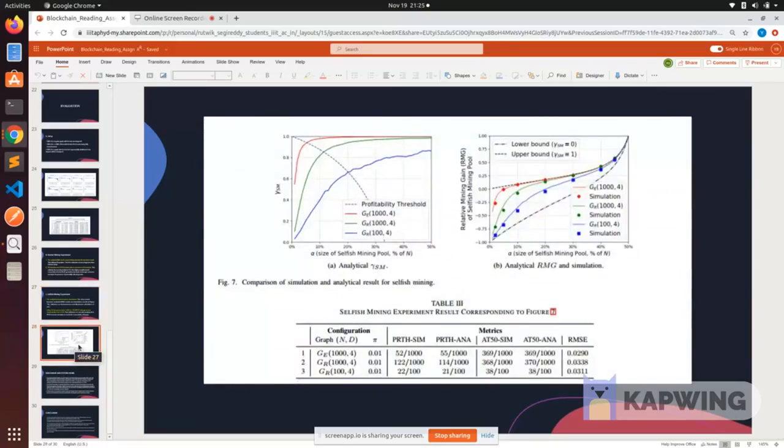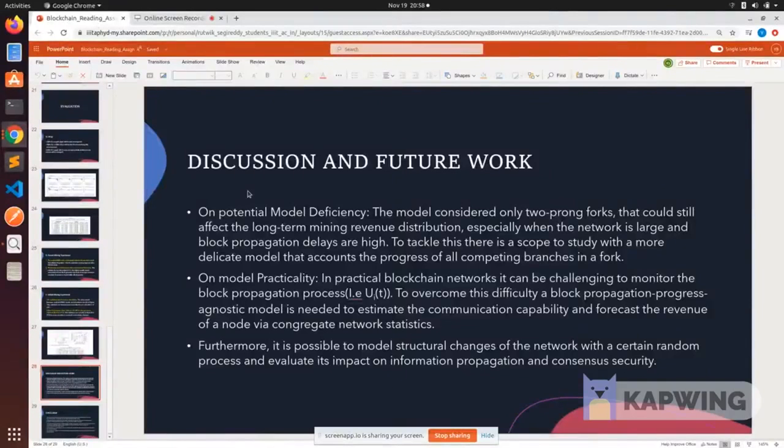That's it about the evaluation part. Okay, coming to the future work. In this model, only two-pronged forks were considered, that is, at most two blocks of the same height could be propagating in the network concurrently. Though the possibility of three-pronged forks is significantly lower than that of two-pronged forks, it can happen, so it could still affect the long-term mining revenue distribution, especially when the network is large and block propagation delays are high. To tackle this issue, we would need a more delicate model that takes into account the subtleties of the progression of a fork race.